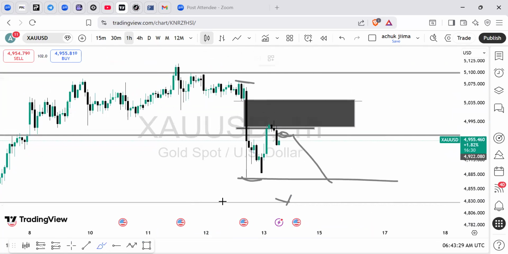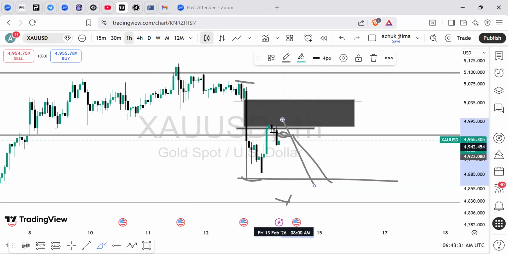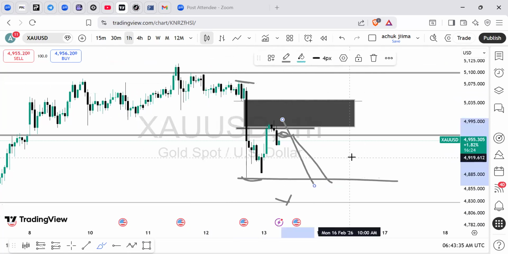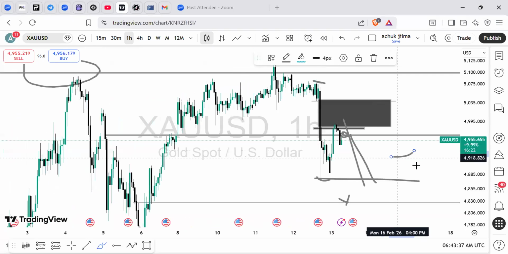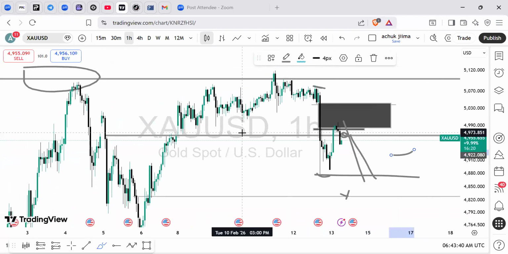So this is the reason why I'm bearish on gold, because we have a lower low and then possibly a pullback to form another lower low here. That's the move I'm expecting on gold. So we're going to see how it plays out.